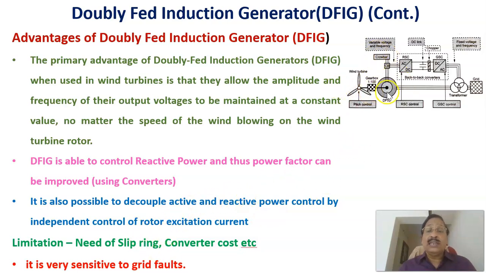Then the limitation is that slip rings are required in the wound rotor induction generator. Therefore, there is a need for slip rings as well as converter cost. These are some limitations of this doubly fed induction generator, and it is very sensitive to grid faults. Therefore, these are two limitations of doubly fed induction generator, but there are a lot of advantages. That is why these are widely used in wind energy extraction.